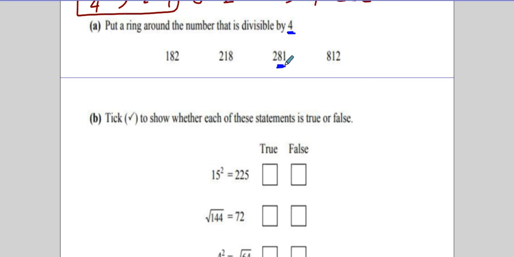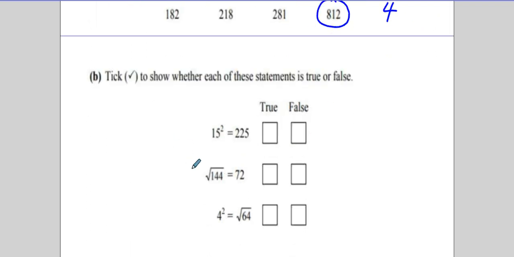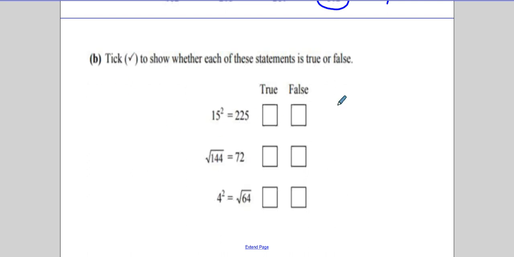81, the last two digits is 81. Are they divisible by 4? No, they are not divisible. Look at the last two digits. We have 12. Is 12 divisible by 4? Yes, this equals 3. So what do we have to say in conclusion? We say that put a ring around the number that is divisible by 4. The number that is divisible by 4 is 812.